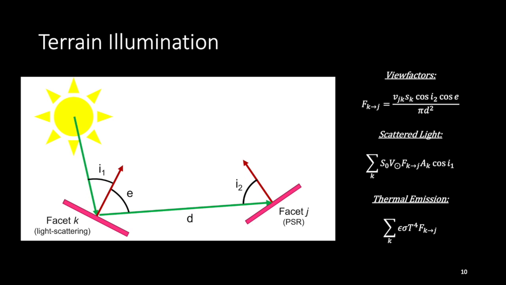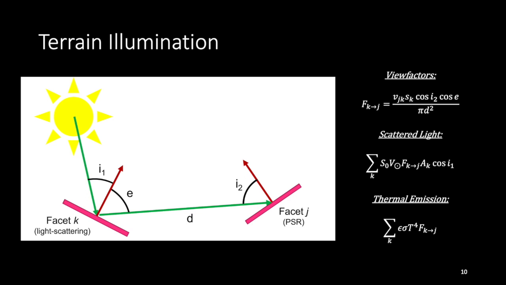Because only the solar incident vector and the angle it makes with the surface are time-dependent, all of the other terms can be combined into a single value known as the view factor, whose definition is the first equation on this slide. Also on this slide are the other critical equations for the model, for the scattered light and thermal emission that are incident upon the PSR terrain facet.